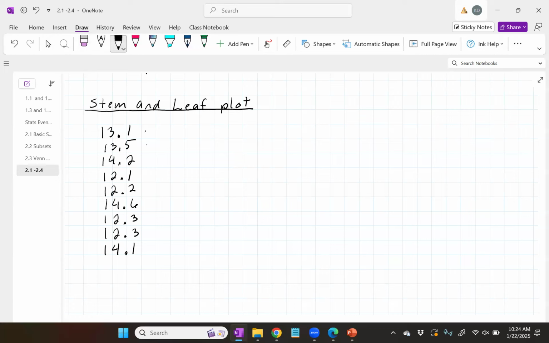So I have 9 data values here. If I want to create a stem and leaf plot, we have one number behind the decimal, and then our numbers in front of the decimal, there's 3 different ones, 12, 13, 14. So this lends itself well to a stem and leaf plot. So our stems are the whole numbers before the decimal. So I have 12, 13, and 14.